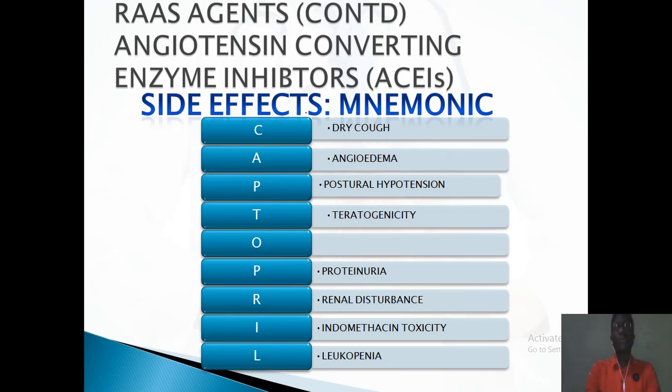Side effects. Sorry, I mistakenly forgot to put in the examples of drugs for the angiotensin converting enzyme inhibitors. One example is captopril. Another example is lisinopril, L-I-S-I-N-O-P-R-I-L. So captopril, lisinopril, and enalapril.